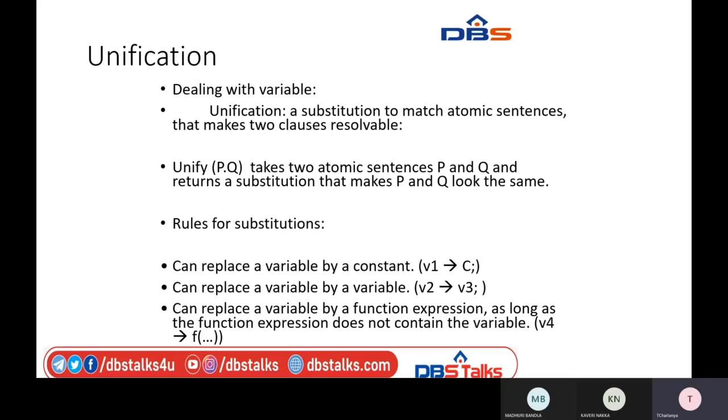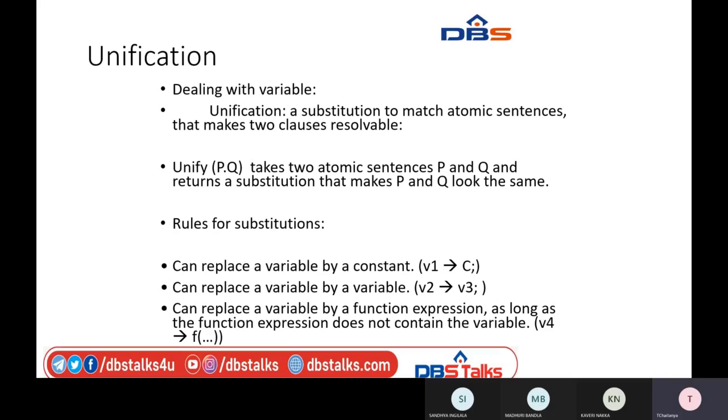So that sentence will be resolvable with the help of the two clauses, which means that they will give two sentences. Between the two sentences we are going to give one unification variable, a variable which helps the two sentences become related. For example, unify P comma Q takes two atomic sentences. Consider P and Q; it returns the substitution that makes P and Q look the same. So unification is a substitution of atomic sentences. If I substitute that between the two clauses, the two clauses can be resolved, and it comes to a meaningful value.